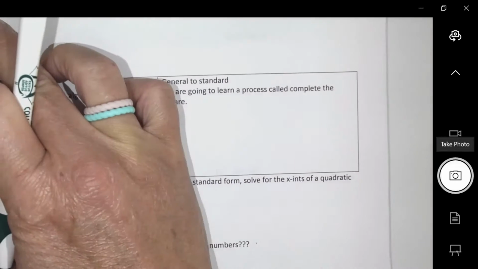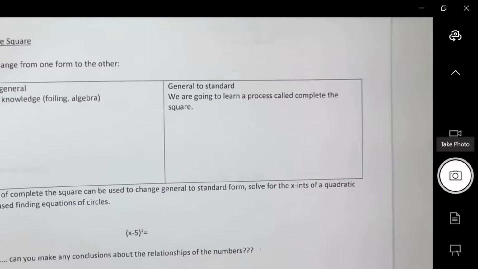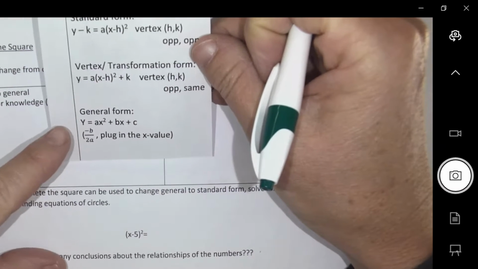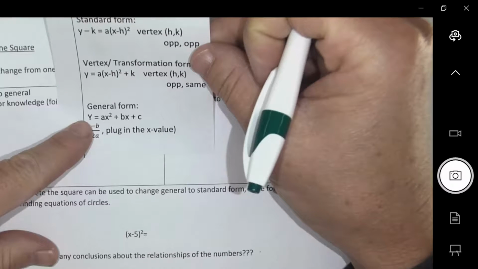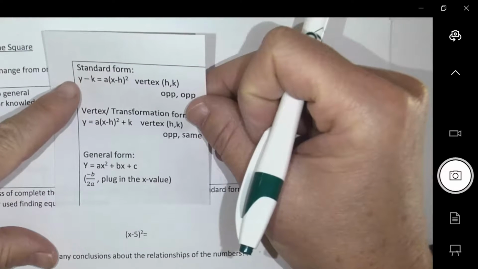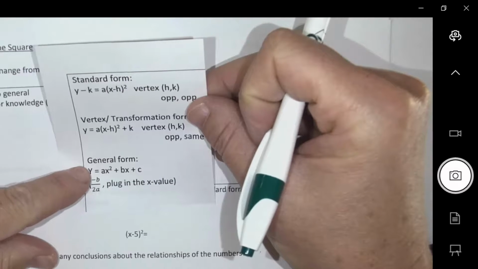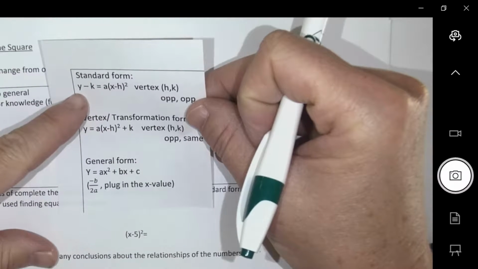Okay, so this lesson is titled Completing the Square. What we're going to be doing in this lesson is we're going to learn how to change general form into this standard form. We're going to be going from general and we're going to rearrange it to look like that.